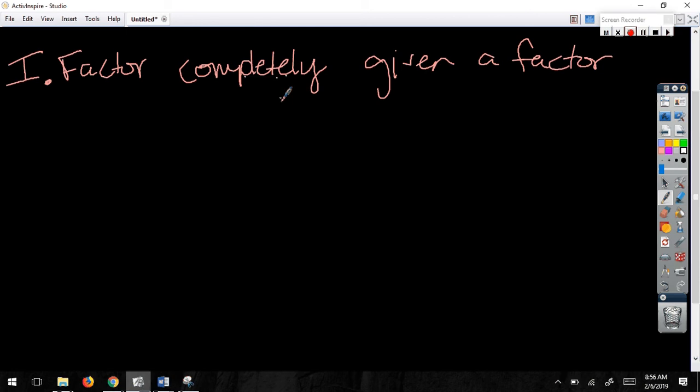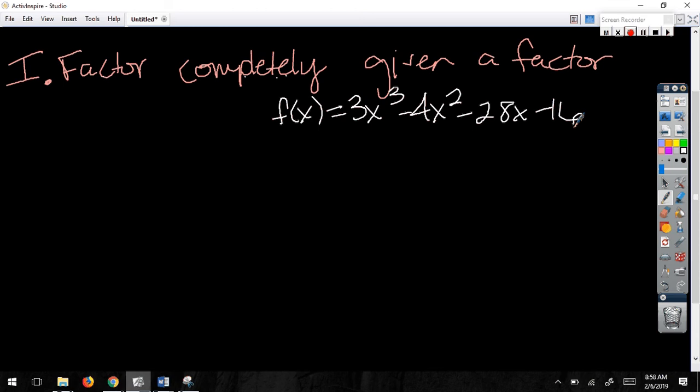Let's say I gave you a polynomial. F of x equals 3x to the third minus 4x squared minus 28x minus 16. And I said factor that completely. Would you know what to do?